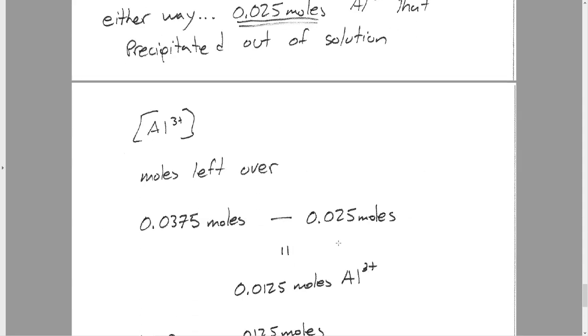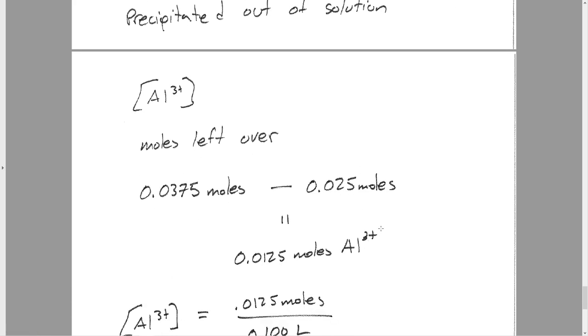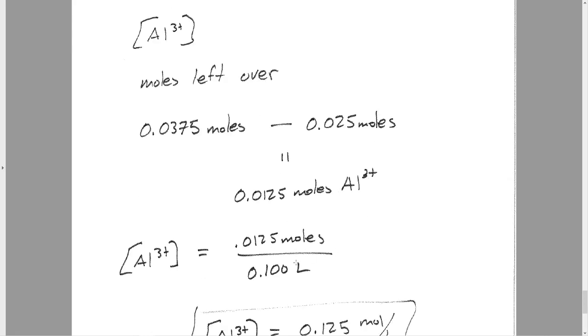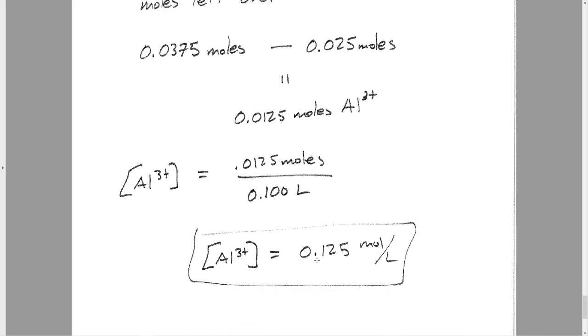So to figure out what's left over, we take the moles of aluminum we started with, subtract the moles that precipitated out, and that equals the moles left dissolved. And to get the molarity of the moles left dissolved, all we have to do is divide by the volume. And it's the same volume for all the ions now because everything's in one container, taking up 100 milliliters, right? And so we get our molarity of the aluminum ions, okay?